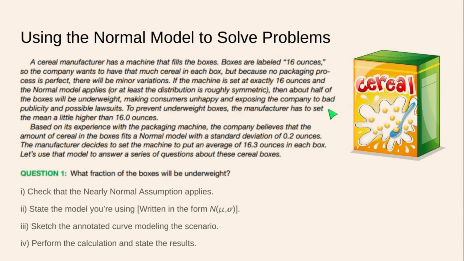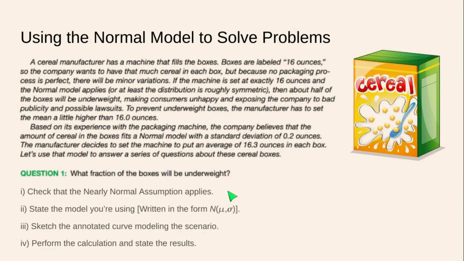Anyway, to prevent underweight boxes, the manufacturer has to set the mean a little higher than 16 ounces because people are crazy about their generic-looking cereal. Based on its experience with the packaging machine, the company believes that the amount of cereal in the boxes fits a normal model with a standard deviation of 0.2 ounces. The manufacturer decides to set the machine to put an average of 16.3 ounces in each box, so a little bit extra on average. Let's use that model to answer a series of questions about these cereal boxes.